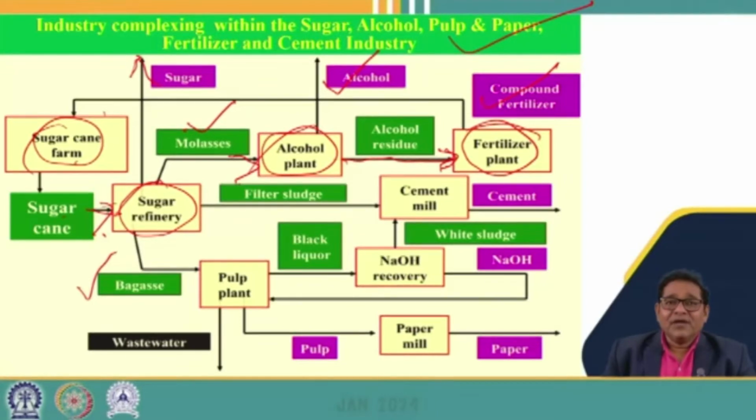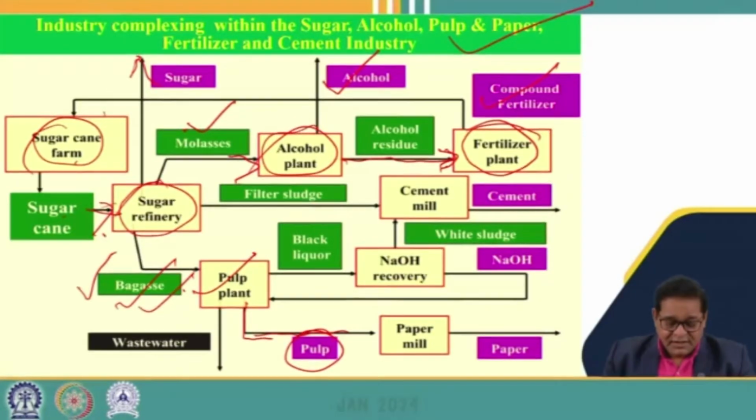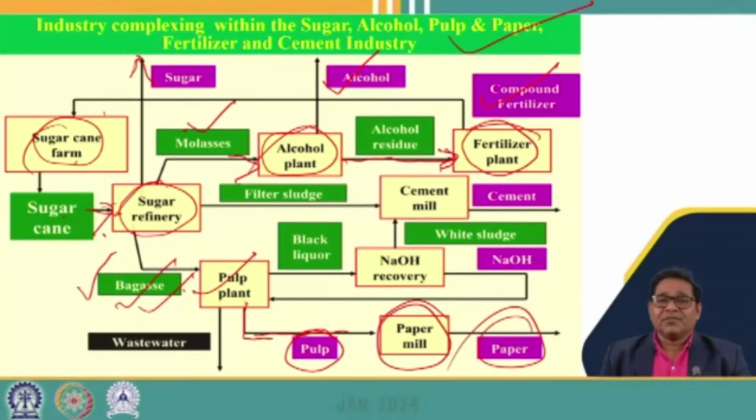Similarly, the bagasse, which is generated from the sugar industry, is used as a raw material in the pulp and paper industries. This industry generates pulp using the bagasse from the sugar industry, which then goes to the paper mills, where paper is generated as a product. The waste generated from this pulp and paper mill is basically recycled.